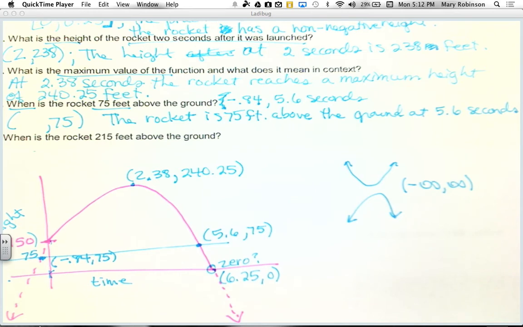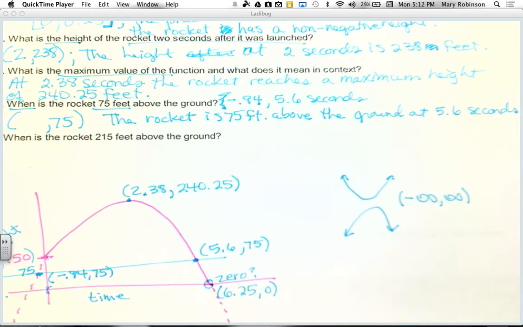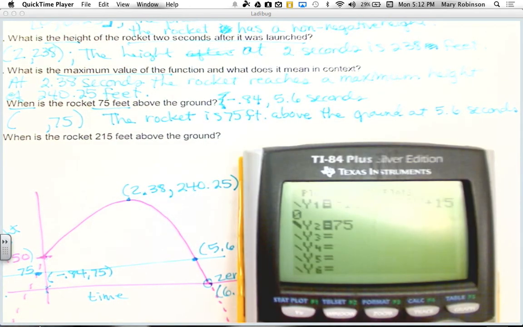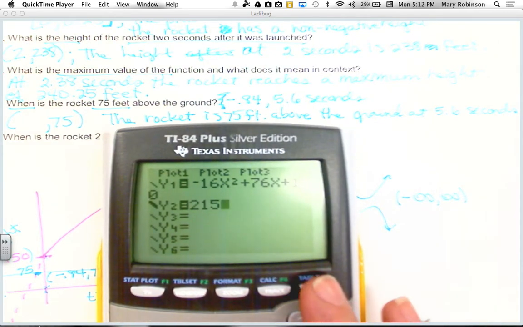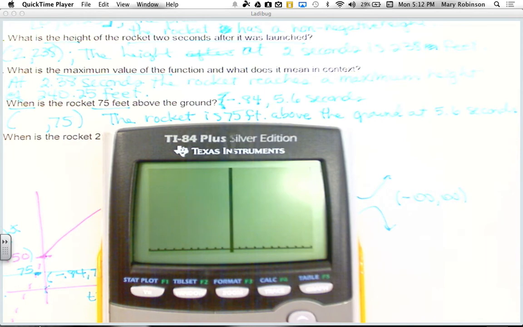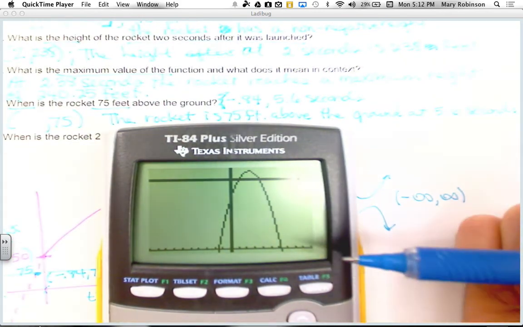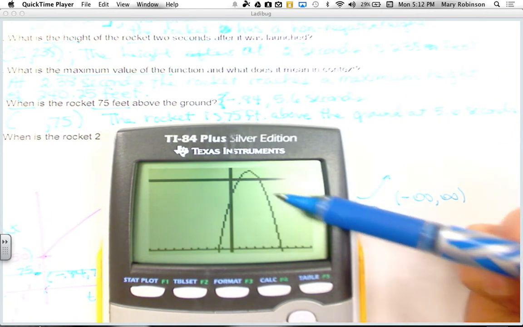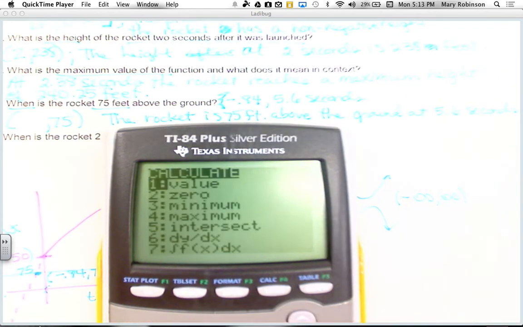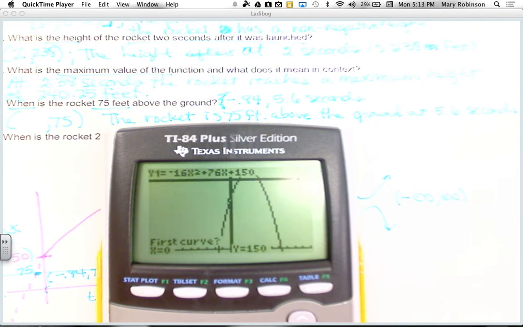Alright, so next it says when is the rocket 215 feet above the ground. So now I'm going to hit y equals, and same process. Type in 215 at y2 and find a point of intersection. See how many times it hits. Oh, okay, so this time we see that it actually hits it twice in our practical domain. It hits it on the way up, and then it hits it again on the way down. So again, find those points of intersection. Second, trace 5. Move your cursor to the point where they intersect. Enter, enter, enter. And they intersect at 1.1 seconds.